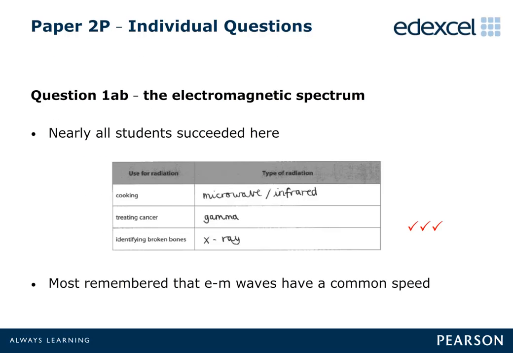As is to be expected, nearly all students succeeded with the matching exercise in question 1. They are familiar with uses for electromagnetic waves, and 95% got this section right. Also, 80% chose the correct response for the multiple choice question about the electromagnetic waves from the sun.